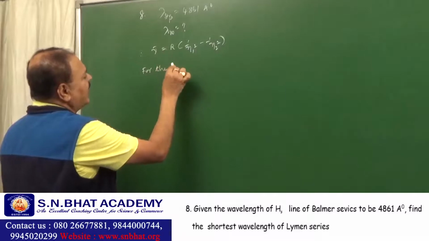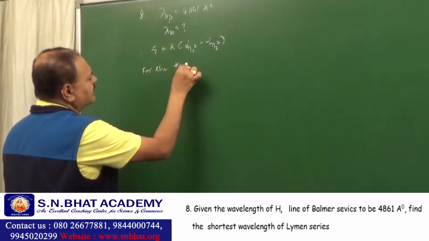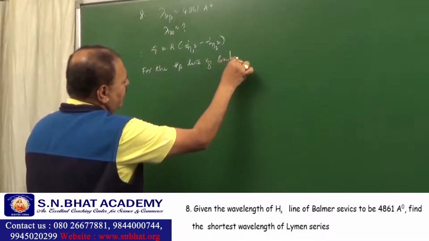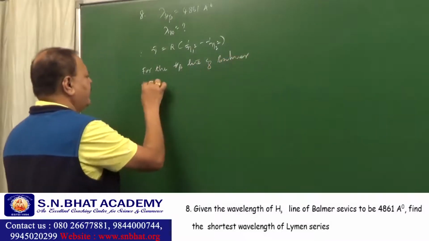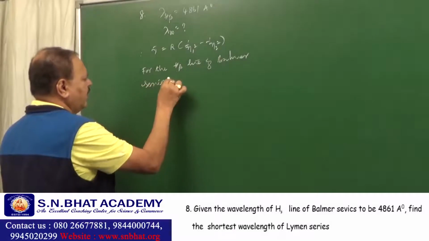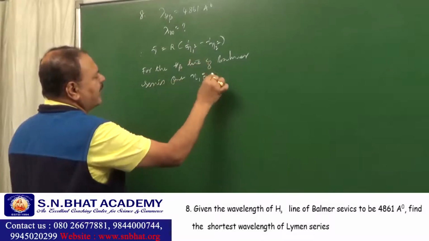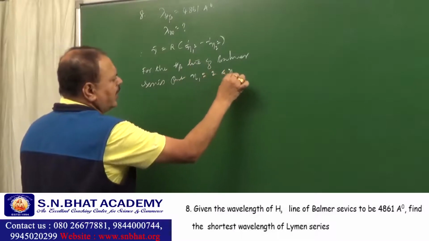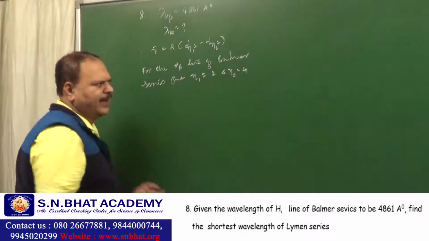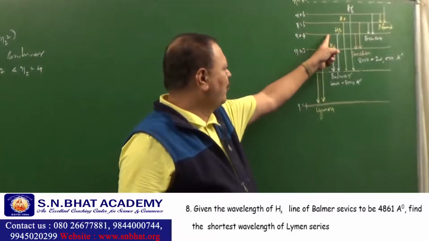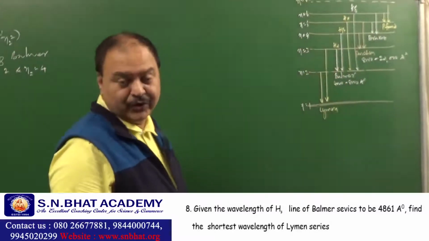Should write for the wavelength of the H beta line of Balmer series, put n1 is equal to 2 and n2 is equal to 4. H beta line, the transition should be from 4 to 2.